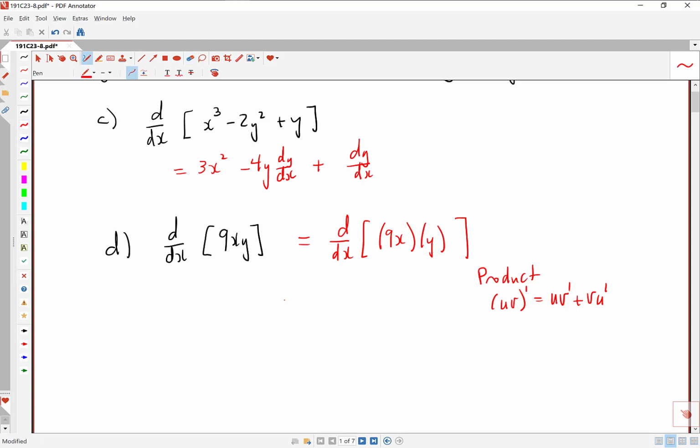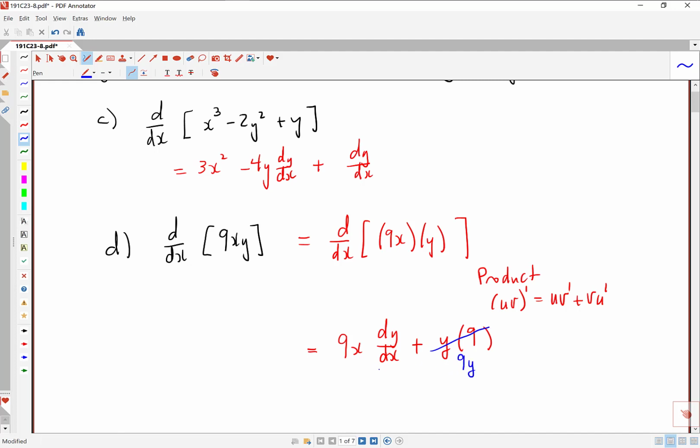Okay, so now let's apply our product rule. So first factor, 9x, times the derivative of the second factor. Well, derivative of y with respect to x is just what we call dy by dx. Okay, and then we go plus and do it the other way around. y times the derivative of 9x with respect to x. Okay, so that would just be 9. And then if you wanted to clean this up at the end, you could say, oh, okay, well, y times 9, we'd probably just write that as 9y.